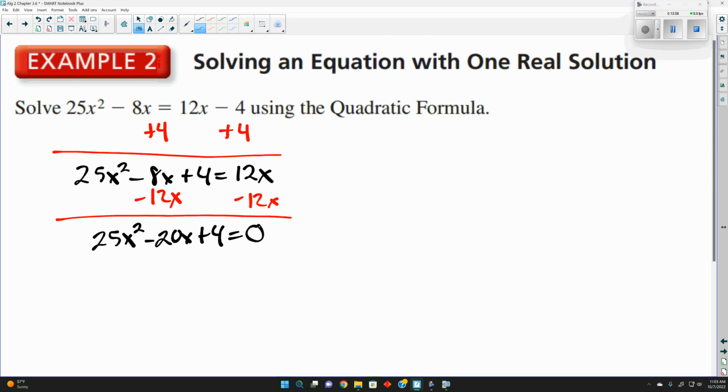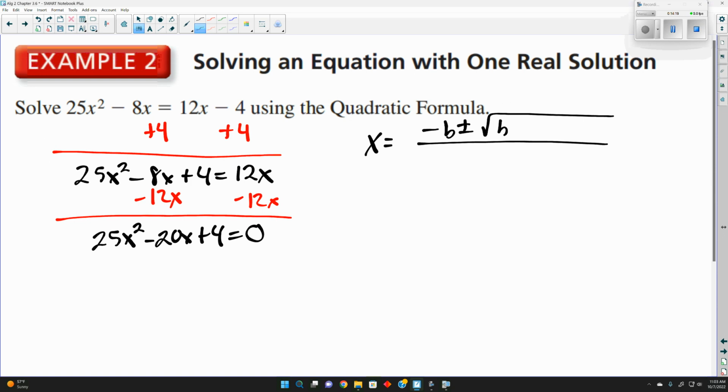Because the only methods for solving these where it doesn't need to be equal to 0 are the square root method and completing the square. Those are the only two we don't have to have equal to 0, but in either of those cases we need the constant term, and we would work it in a different way. But here, we need this equal to 0.